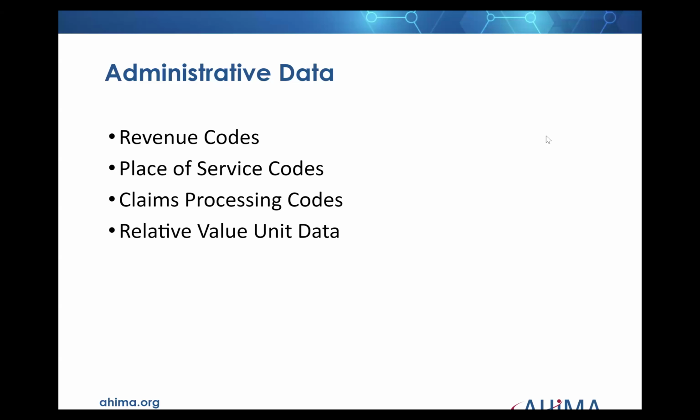And then we have administrative data. In addition to the coded data that we see for diseases and procedures, we have revenue codes. We have place of service codes. We have claims processing codes. And of course, as we learned about in HIM 222, we have relative value unit data as well.